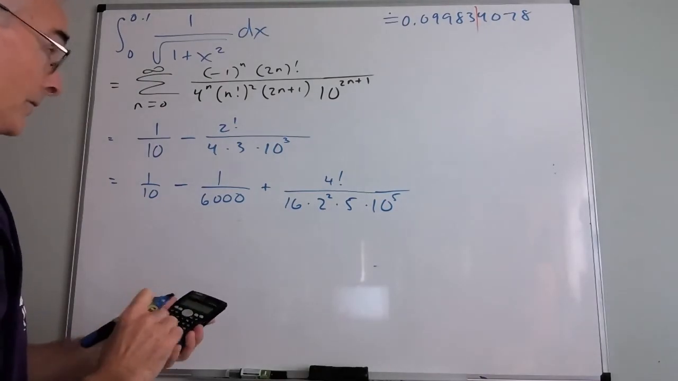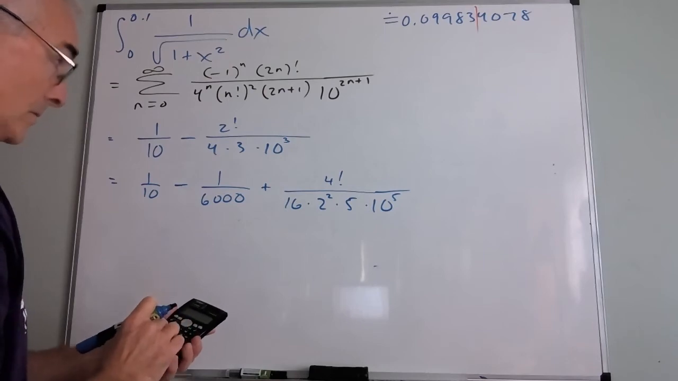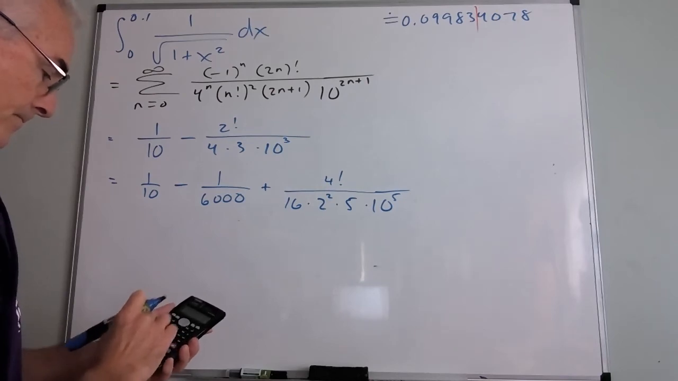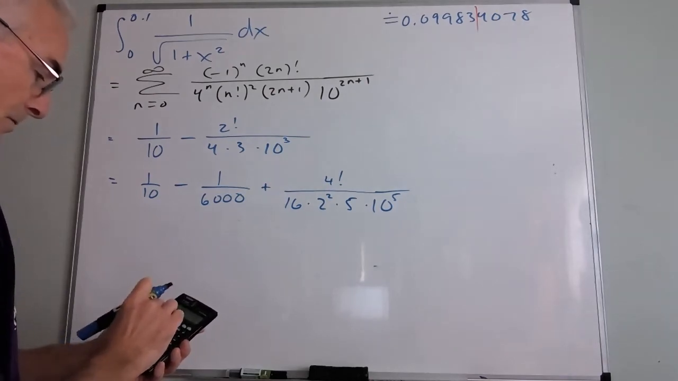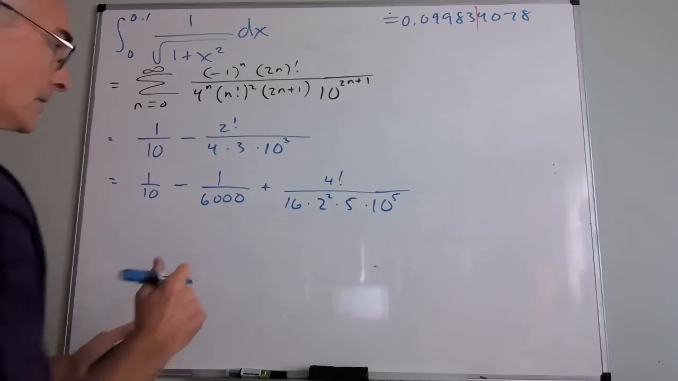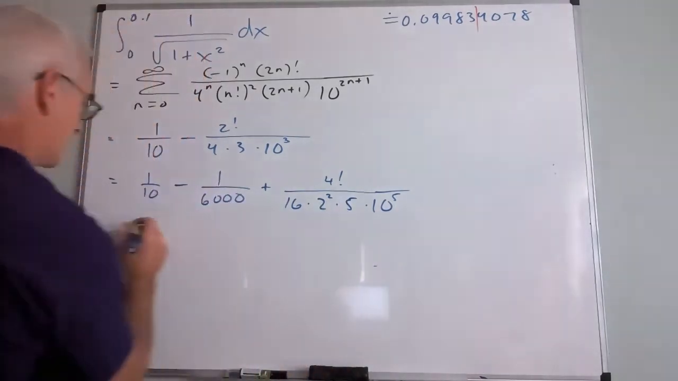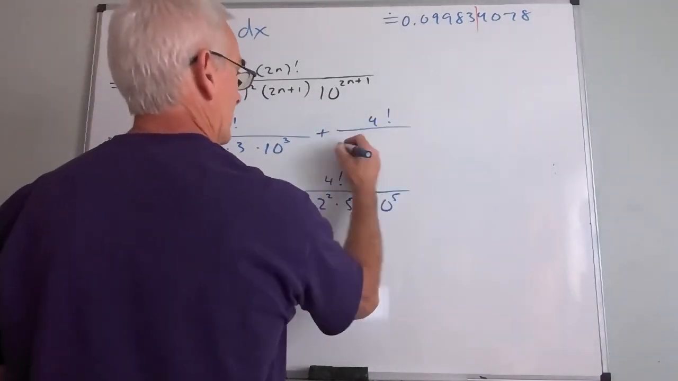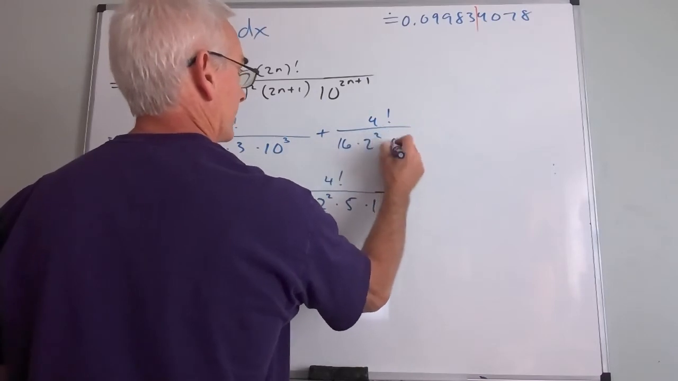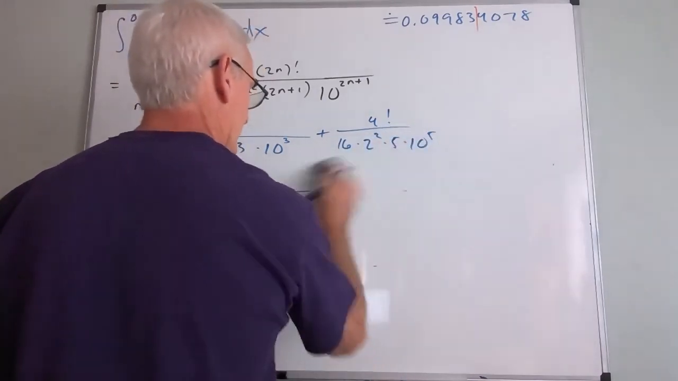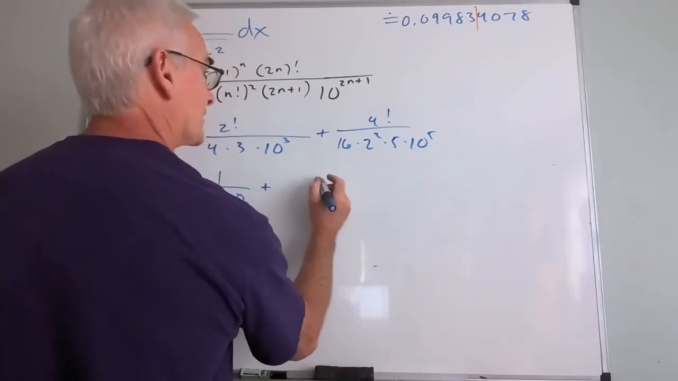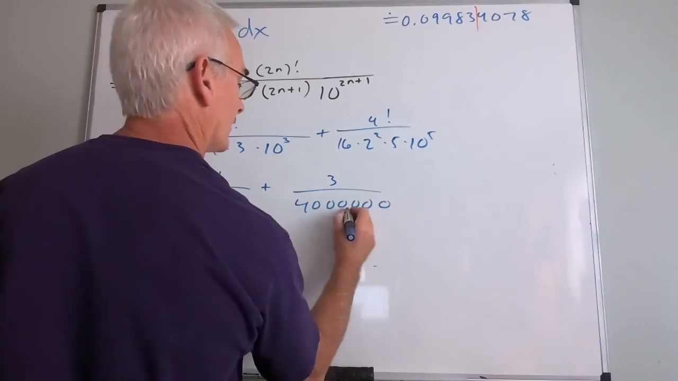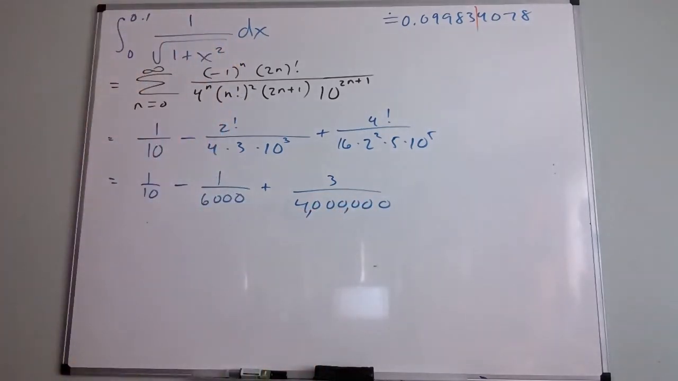Okay, let me try this again. 24. There we go. So right now, this is, oh, I should put that up here. Sorry. So that leaves me a 3 on the top. And then that term is 3 over 4 million.